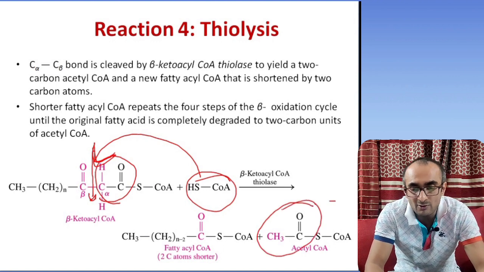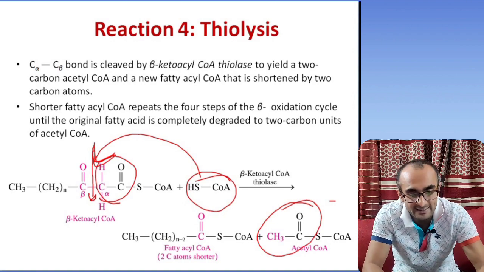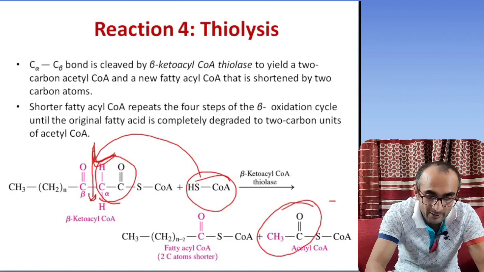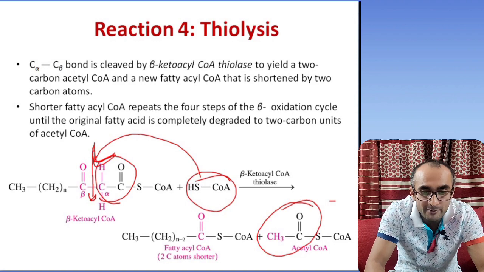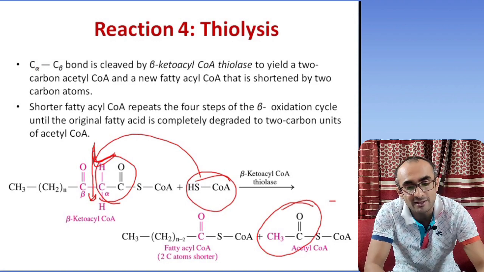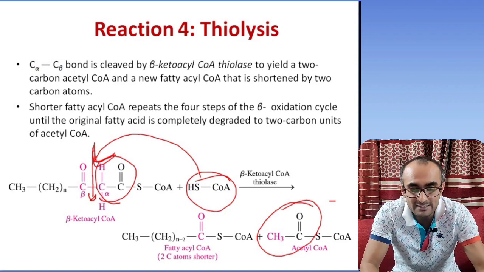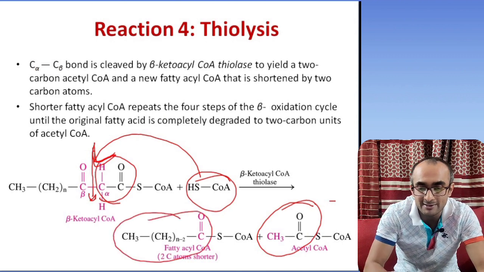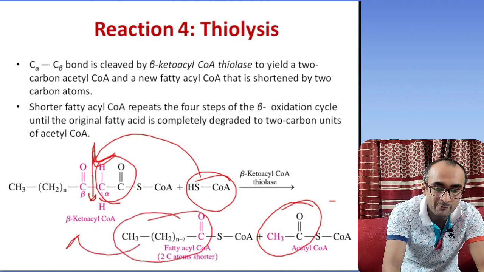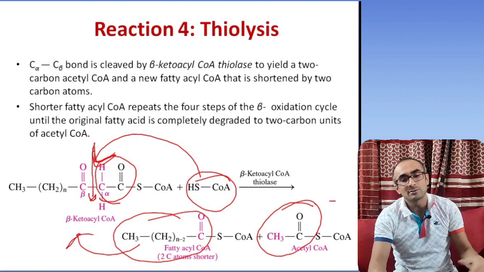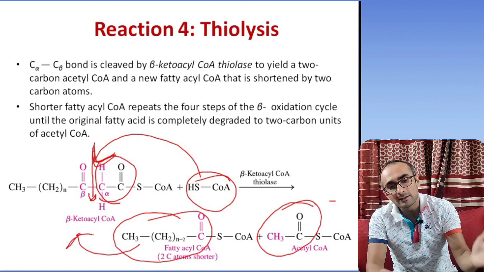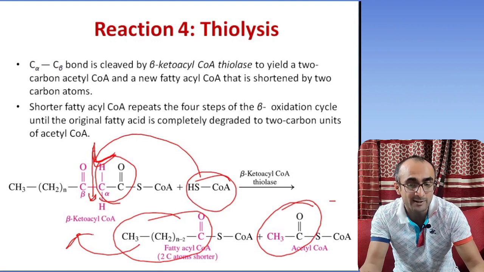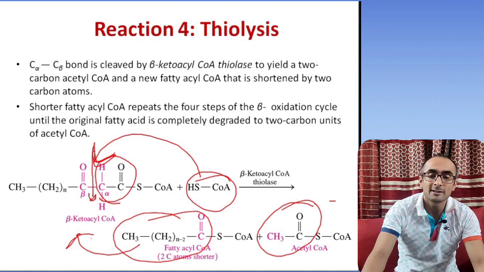So this is the production of acetyl coenzyme A, and the fatty acyl coenzyme A that is formed now will be 2 carbons shorter. For example, if you started from 16 carbons, after the first cycle you will have only a 14 carbon fatty acyl coenzyme A, and this will enter the same cycle again until all the carbon atoms are converted into acetyl coenzyme A in beta oxidation.